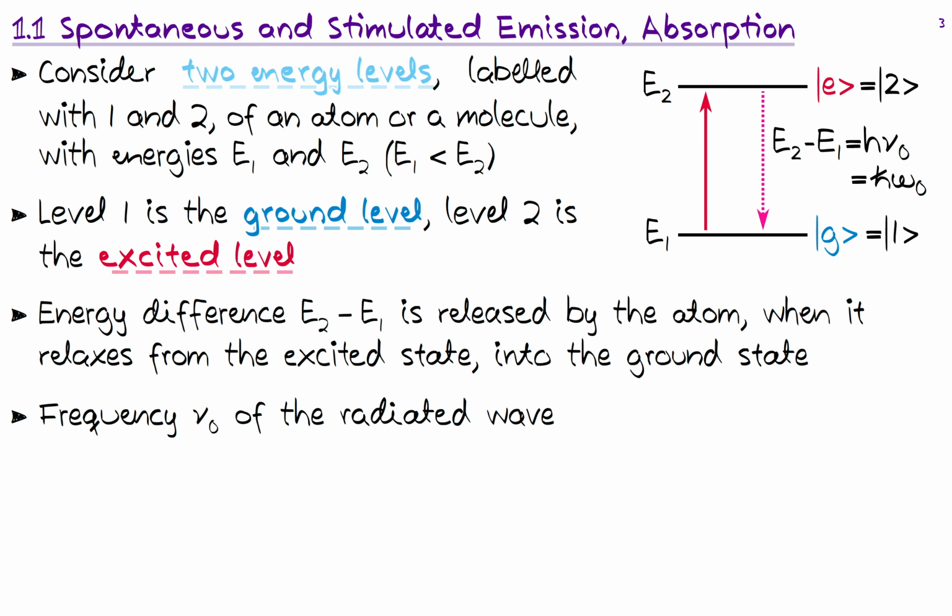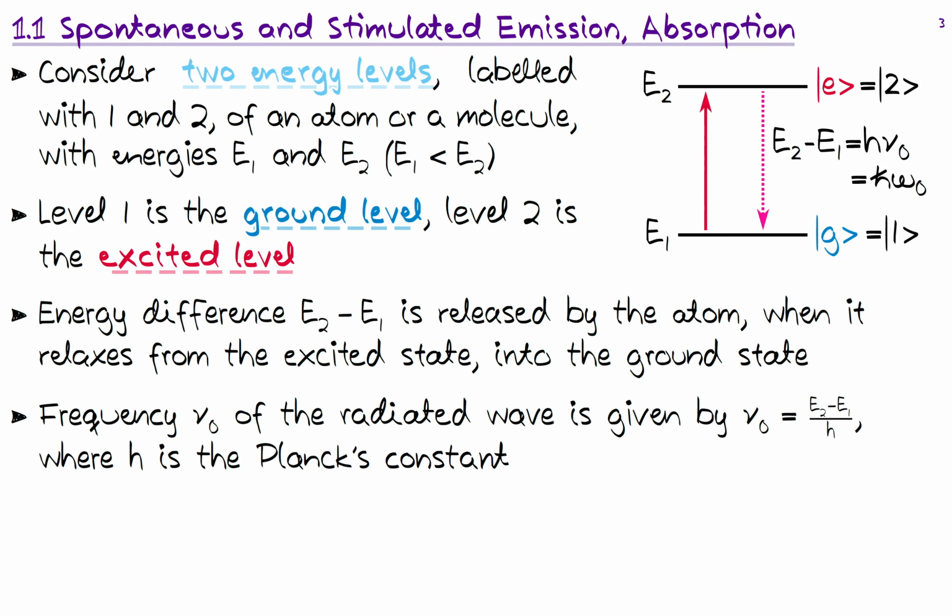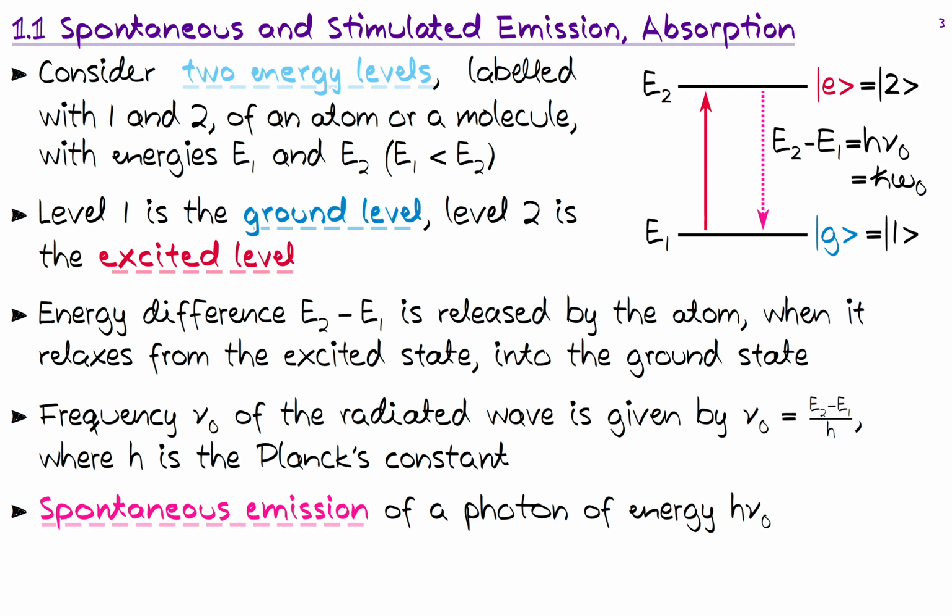The frequency, nu naught, of the radiated wave is given by nu naught equals E2 minus E1 divided by h, which is the Planck's constant, and then the spontaneous emission of this photon corresponds to an energy of h times nu naught. If you prefer to use angular frequencies instead of frequencies, of course, we would be using the reduced Planck's constant, h bar, and then the angular frequency omega naught would be describing the energy. So this is a spontaneous emission process.